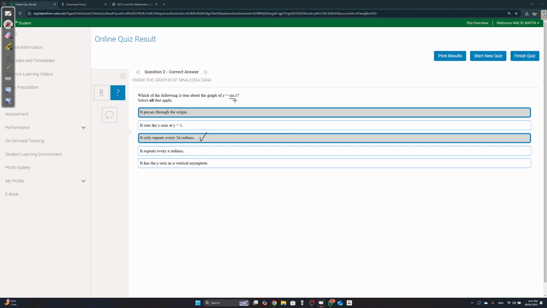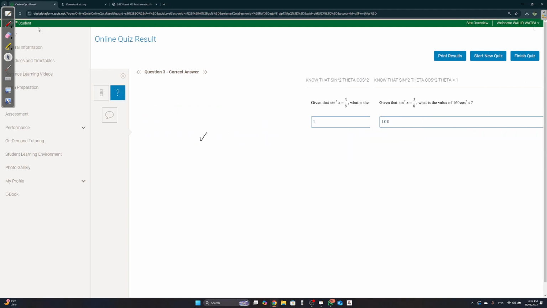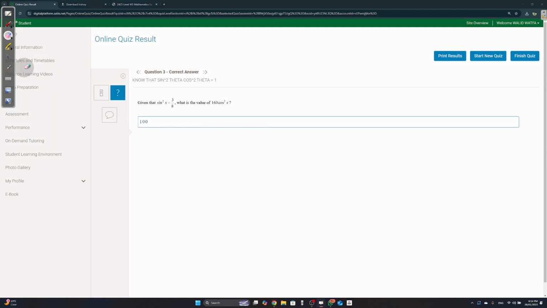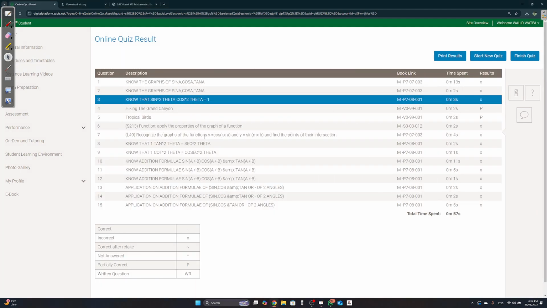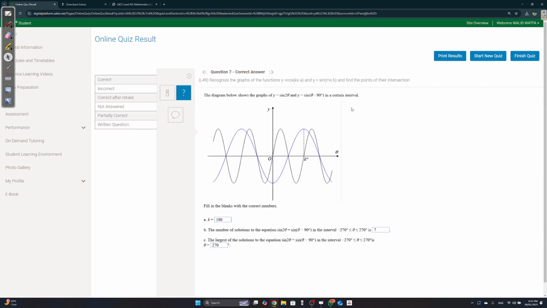Why? Because we're talking about sine and cosine. Sine and cosine, we told you the period is 2 pi radians. Not pi, it doesn't repeat itself every pi radians. No, that's actually only half an oscillation. It has the y-axis as a vertical asymptote. No, we don't have any asymptote for sine. Okay, we're gonna come back to this. I want to continue to the graphs, okay?